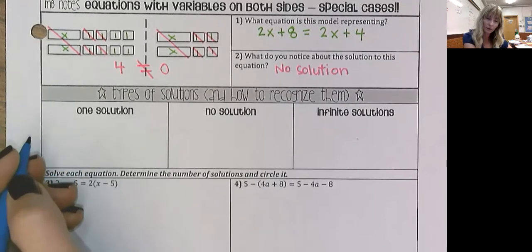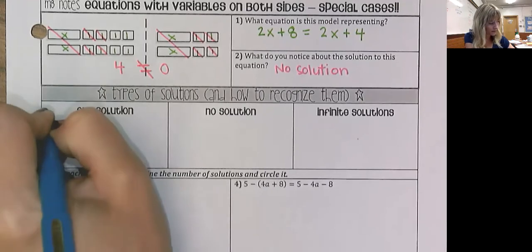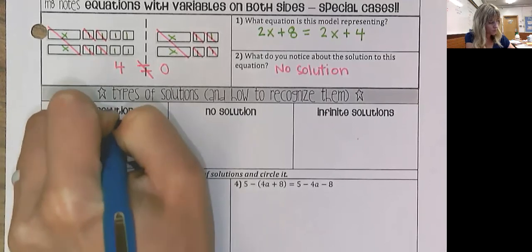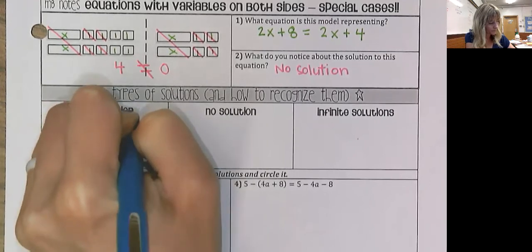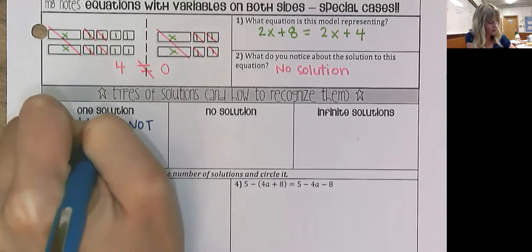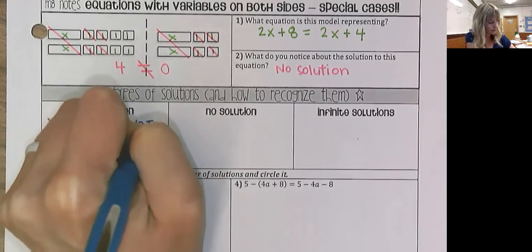But the way that you really recognize it is that the variables do not cancel on both sides.